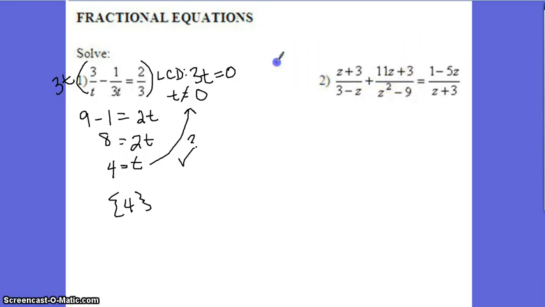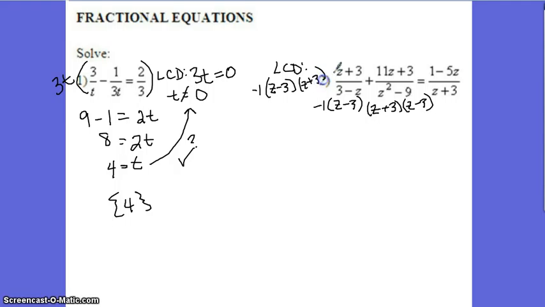You need to find your LCD, and to find an LCD with binomials and trinomials, you need to factor. So hopefully you see this is z plus 3, z minus 3, and then I would take a negative 1 out here and make this z minus 3 so it matches our denominators a little bit better. Your LCD here is going to include the negative 1, a factor of z minus 3, and a factor of z plus 3.